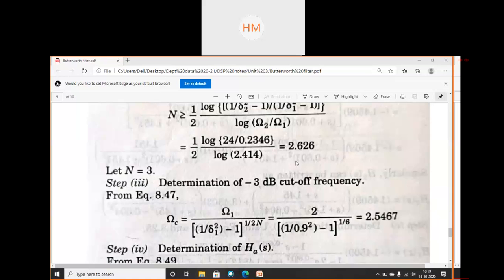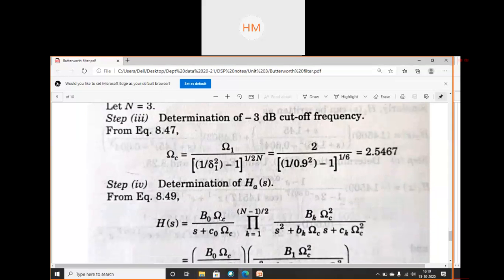Yes, the H_A(s) has come for everyone. This is the order of your filter: even, odd. Clear? So for an odd function, H_A(s) is different. We all know the formula, so we will use this formula to simplify the numerical now.